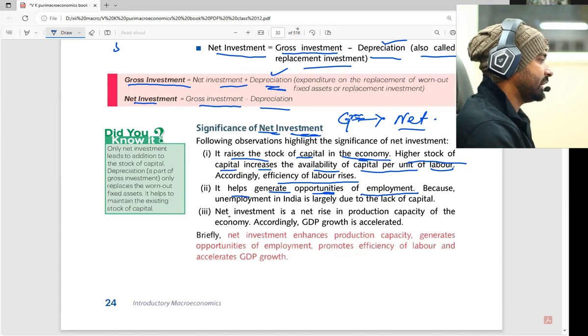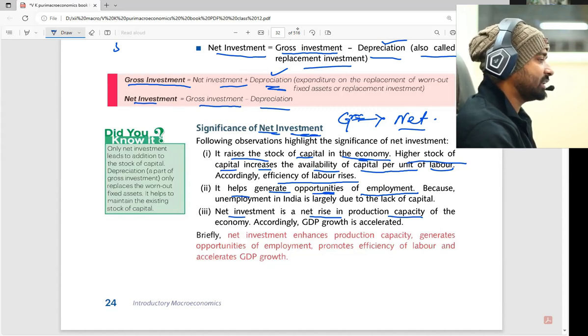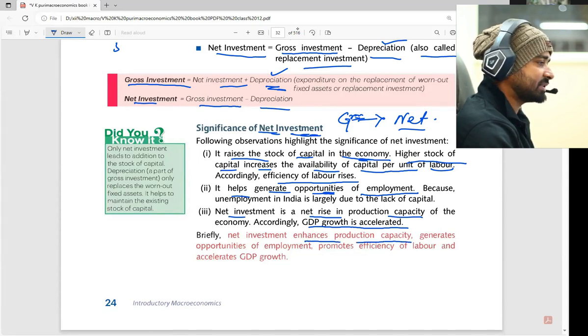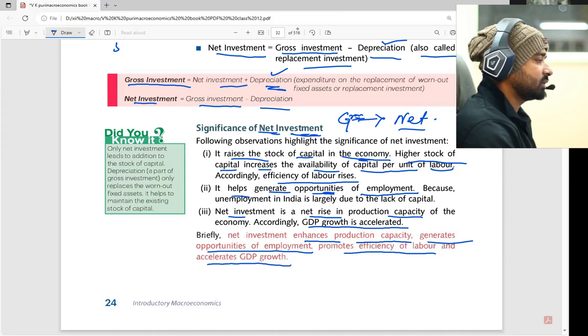Next, net investment is a net rise in the production capacity. Simply, say that before last year we had an investment of 5 lakh rupees, so production could be up to 5 lakh, but this year it increases by 2 lakh more, so we can increase to 7 lakh. So the GDP growth is accelerated. Briefly, net investment enhances production capacity, generates employment, promotes efficiency of labor, and accelerates GDP growth.